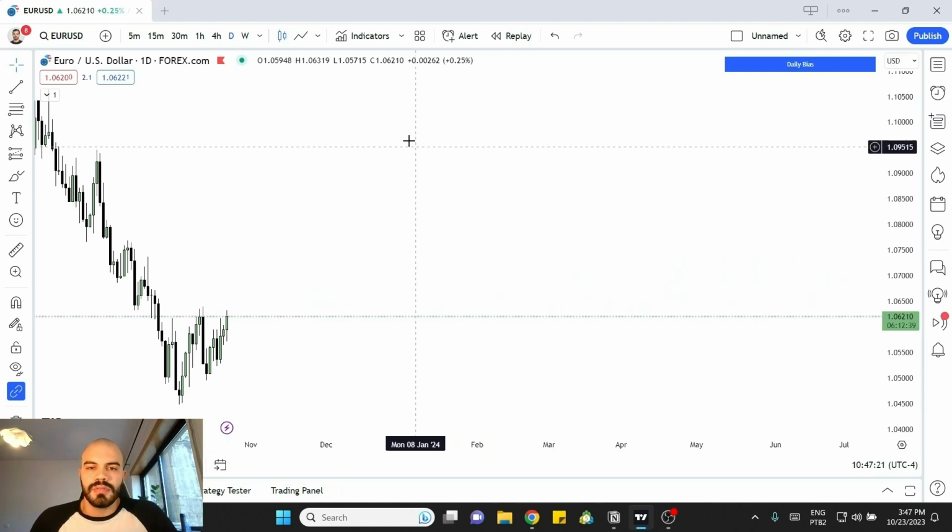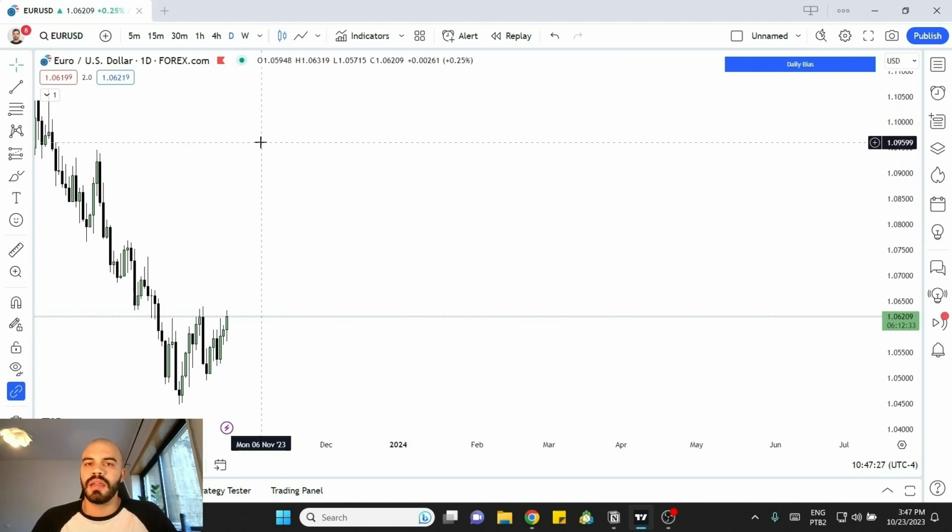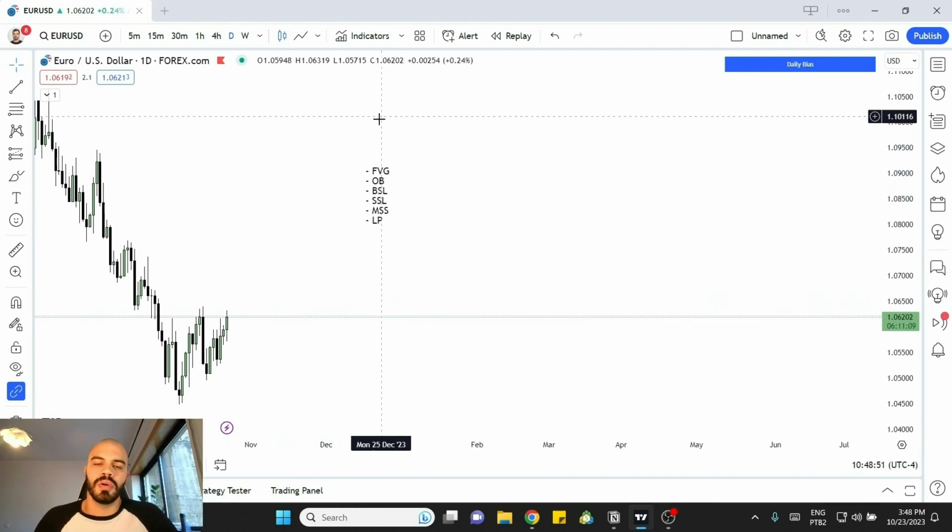So first, to backtest ICT properly, we need to easily identify the points of interest in the marketplace, in the charts. If you can't spot those points of interest in the marketplace, you will not create proper backtesting data. So for that, you need to sharpen your eye. When it comes to ICT, there are some points of interest that we should keep in mind, and we should be able to spot them easily in the marketplace. And those are fair value gaps, order blocks, buy side liquidity, sell side liquidity, market structure shift, and liquidity pools.